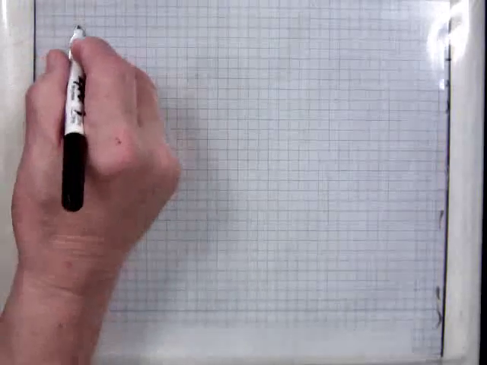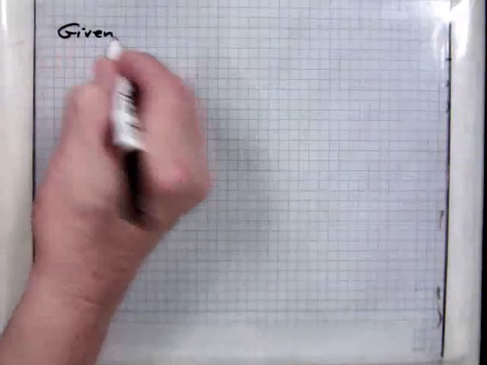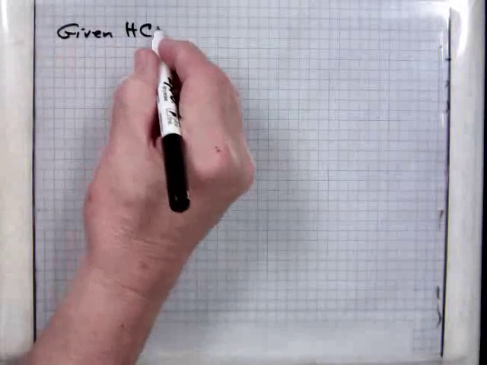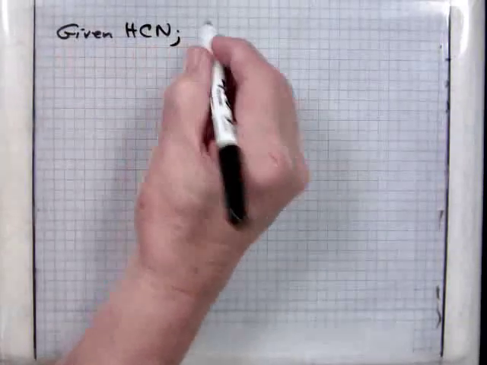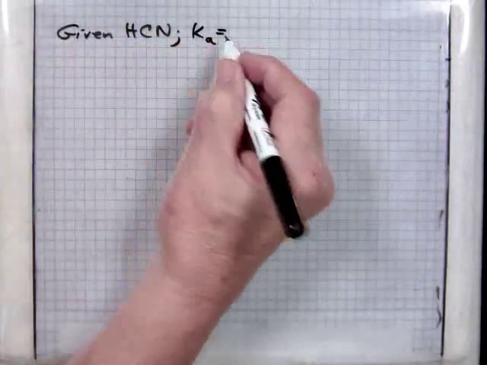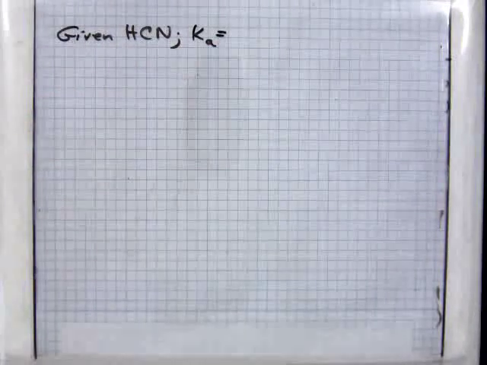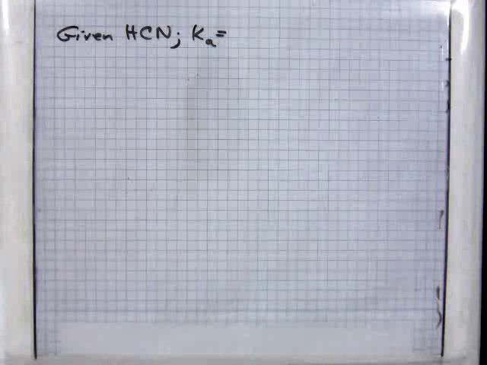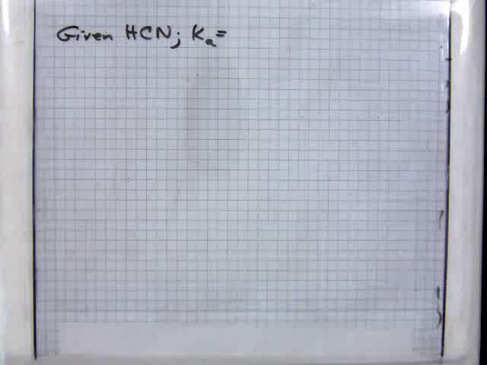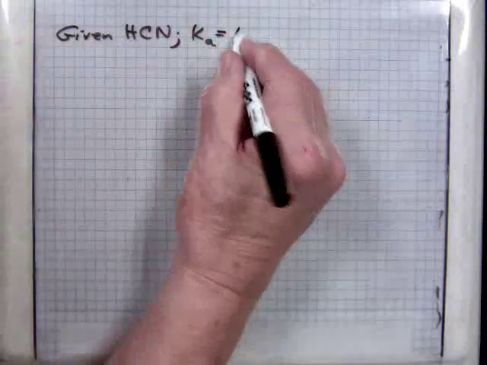Okay, let's say you're given hydrocyanic acid, HCN, and its Ka value is 4.9 times 10 to the minus 10.